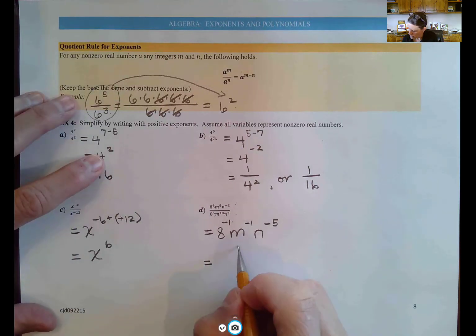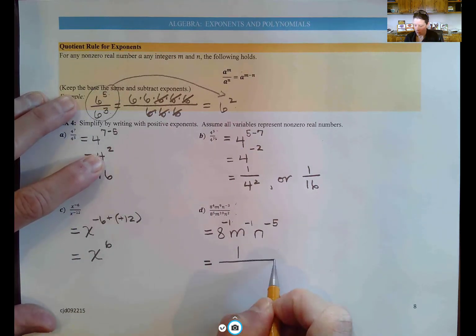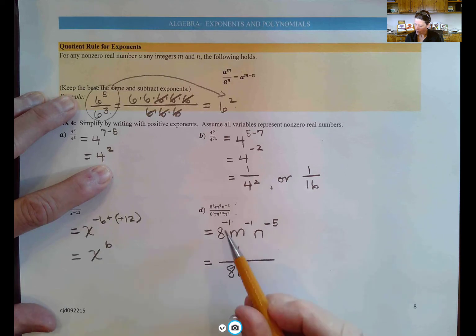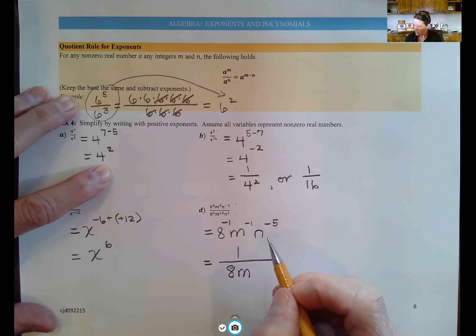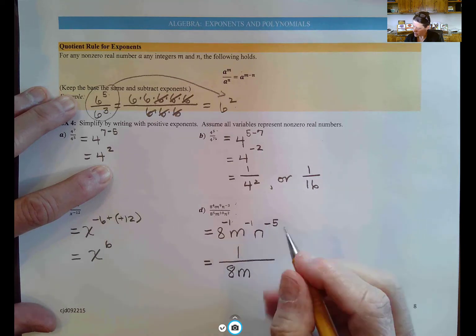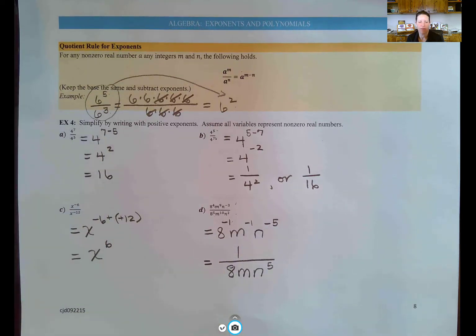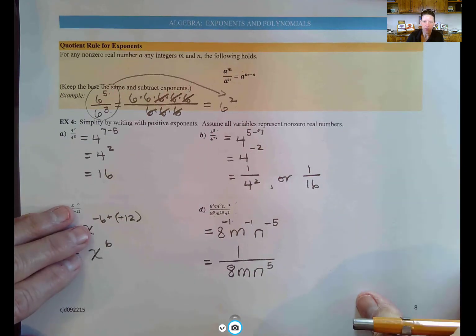the denominator. So we write this as 1 over 8 to the 1st is 8. M to the 1st is m. Notice when those come to the denominator, we change the sign of the exponent, don't we? And that n to the negative 5th, as it comes to the denominator, becomes an n to the positive 5th. 1 over 8 m n to the 5th.